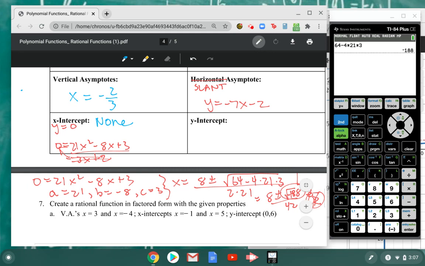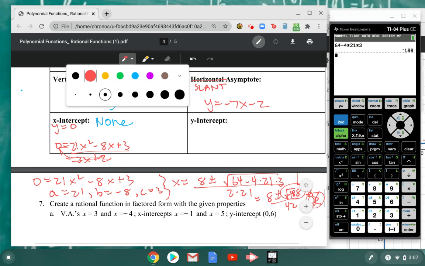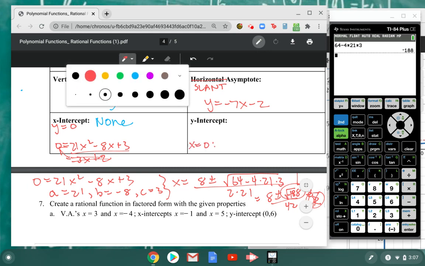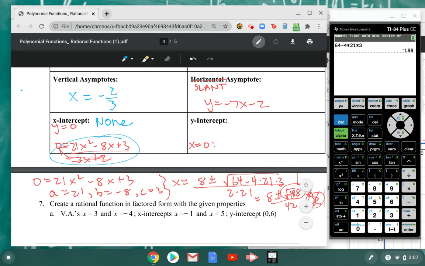For the y-intercept, I'm going to let all of my x's equal 0. So as I put that in here, using my function here, y is equal to 0 minus 0 plus 3 over 0 plus 2. So I end up with 3 over 2. So y is 3 over 2 as a point, 0, 3 halves.